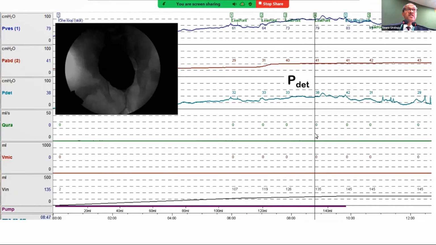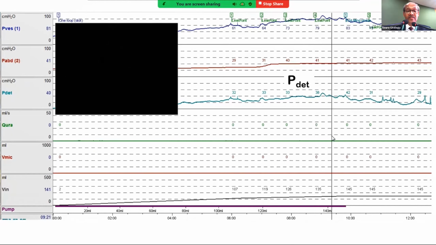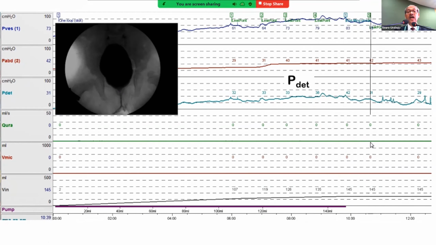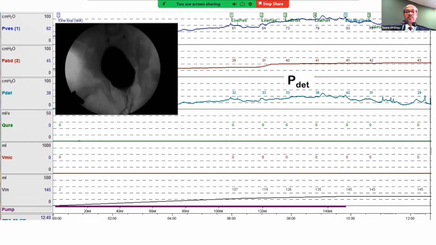Okay, so there's a low volume reflux on the left side, which was seen for a moment there, but there's no large volume reflux. There's no large diverticulum there.